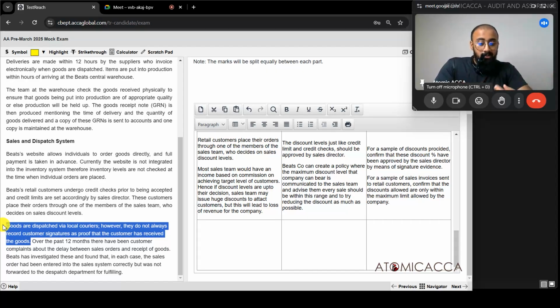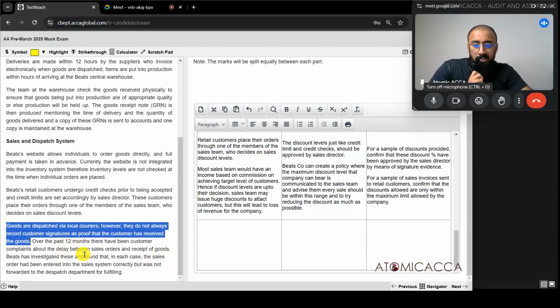There are also chances that if it's a crooked customer, they will call back to the company and tell that I didn't get the product despite they got it already. So company will think that okay, they didn't get it and they'll send it once again. So that will be extra cost for the company. So these are all the issues that could happen if you're not taking the signature from customer. Let's read the next line and see if it's connected. Over the past 12 months, there have been customer complaints about delay between sales orders and receipt of goods. So, as we told, it's like a continuing issue from that.